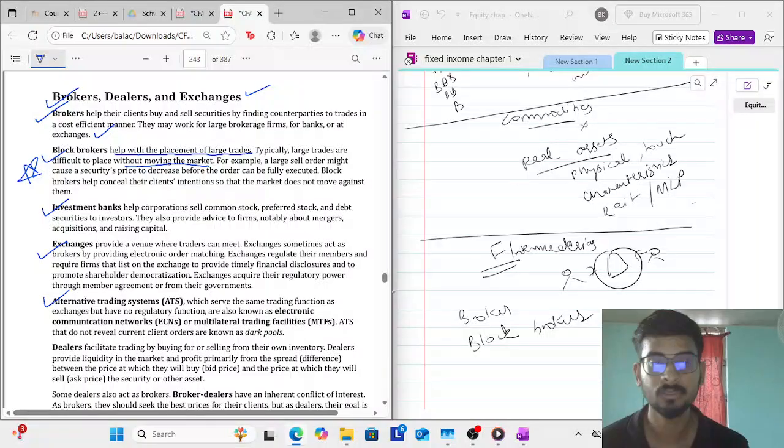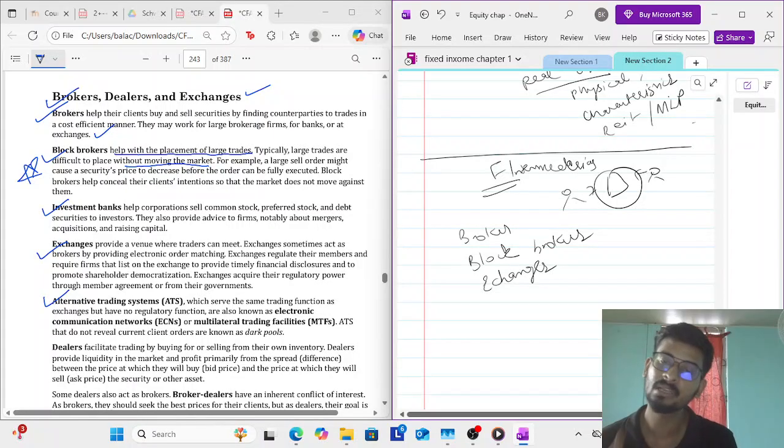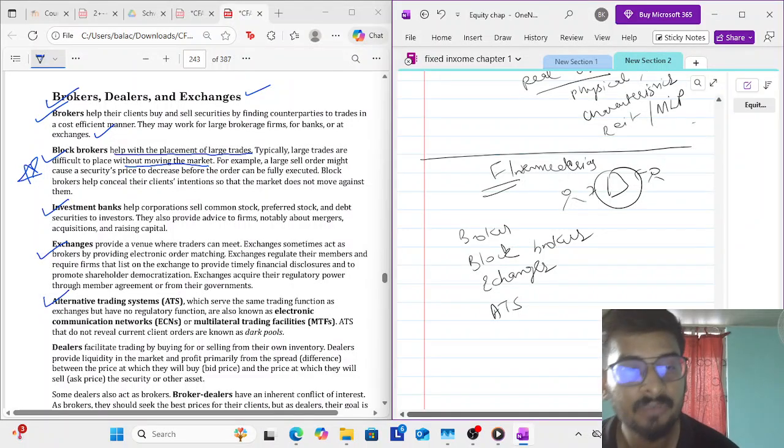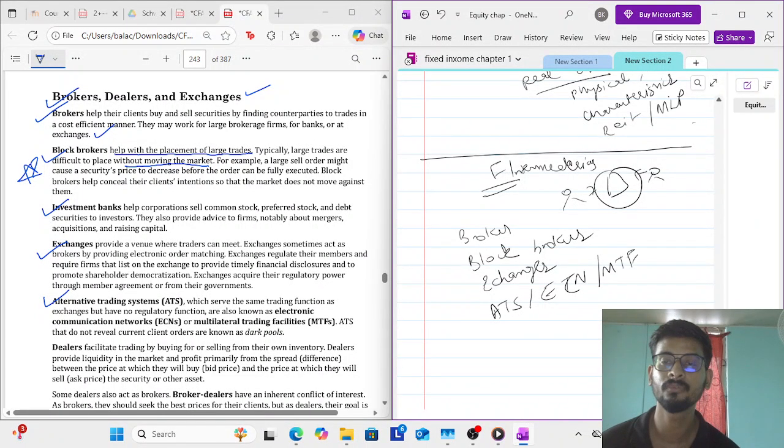Now we are talking about ATS. Exchange we have seen. We are talking about financial intermediaries. So we are now talking about ATS, alternative trading system, which serves the same trading function as an exchange. Basically ATS is also an exchange but has no regulatory function, so it's basically risky. Zerodha and everyone else have regulatory function. They abide by the law, by SEBI, by RBI. But ATS is not bound by regulatory function and is also known as electronic communication network or multilateral trading facility, MTF.